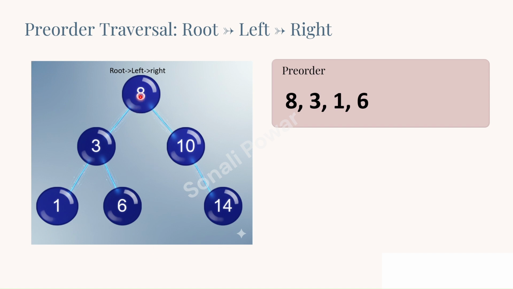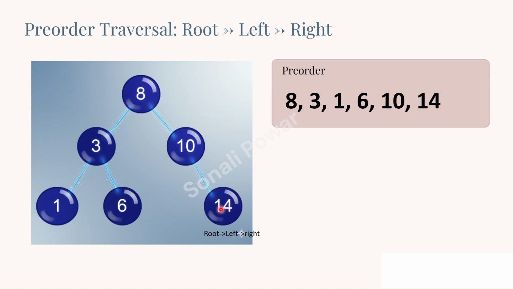Now for the 8, it is already processed, you can see, and we have processed all the left part of the 8, so it's allowed to go to the right side of the 8. So we will come here to the right side. Now this is also a root of the subtree, so we will print the 10. After that we will move towards the left side of the 10. But there is no element to the left, so we will go to the right side of the 10. Now there is only one element, so we will come to that element.